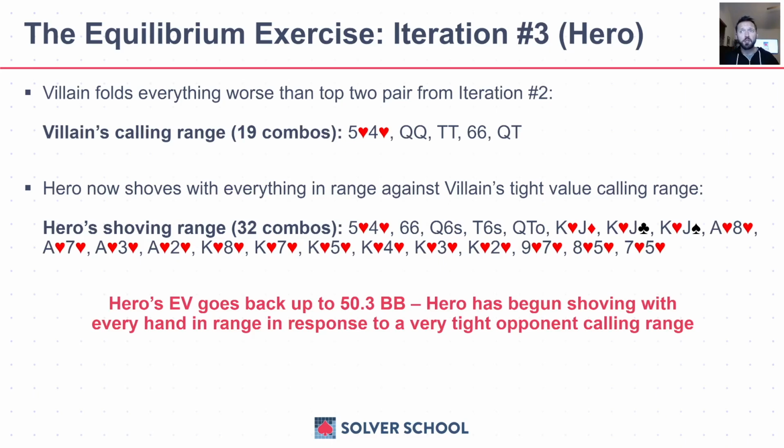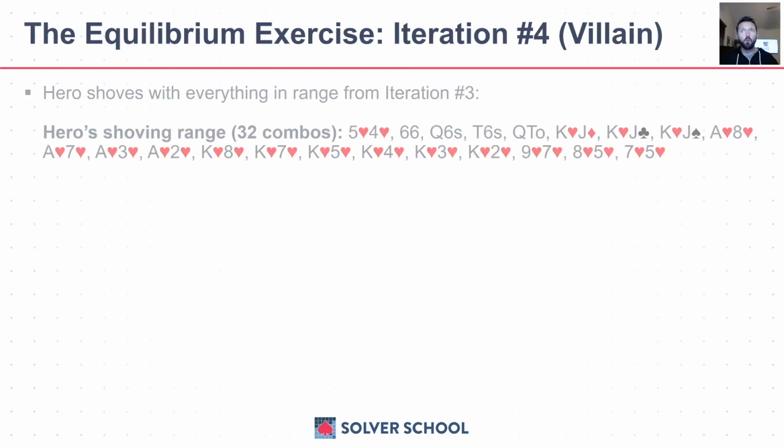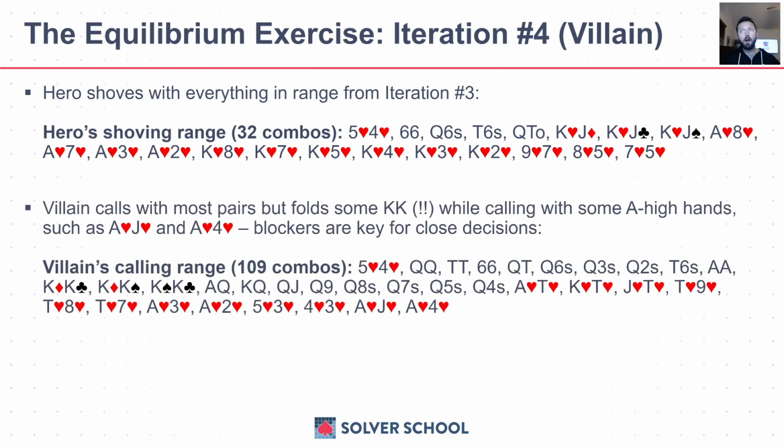We're going to take a couple more iterations at this, and let's take a look at iteration number 4. So now if hero is shoving with everything in range, what should villain be calling with? And what we find is that now villain is going to have a range that's more similar to the first range, but not quite as wide as that first range. So villain calls with most pairs, but actually folds some. Villain folds pocket kings when it has the king of hearts. And it also calls with some ace high hands, such as ace of hearts, jack of hearts, or ace of hearts, 4 of hearts. So what we find here is that blockers are key for some of these close decisions.